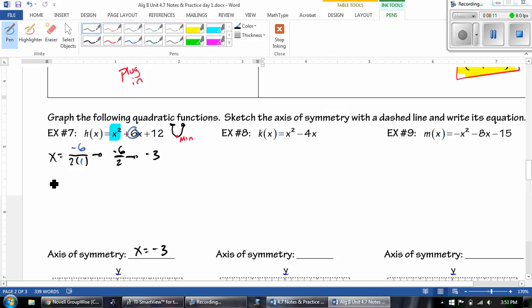The next thing that we need to do is find the vertex. So I have f of negative 3. Sorry, not f, h, because that's what our function is. So we got h of negative 3, which is negative 3 squared plus 6 times negative 3 plus 12.